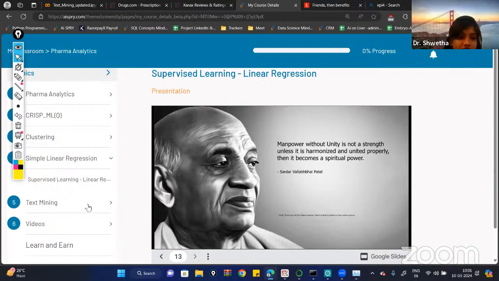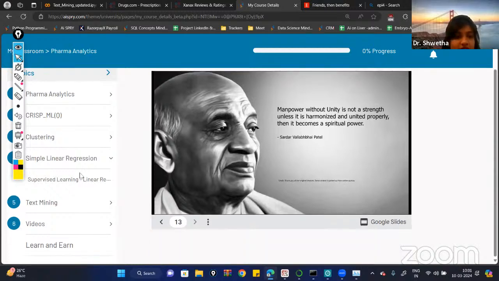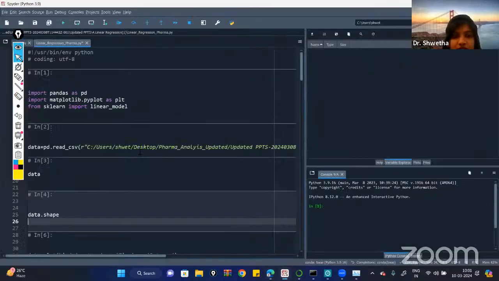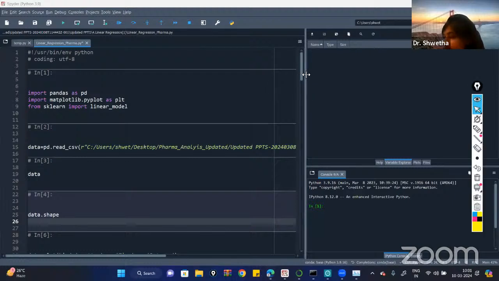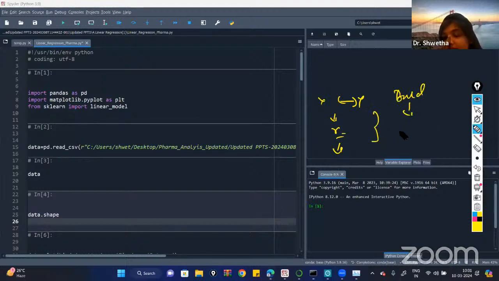Let us move to the code part of the linear regression. In this code, we will try to see how to see the relationship between two variables, then how to find the correlation coefficient. After doing all this, how to build the model, and then how to train it, test it, and then tune it.